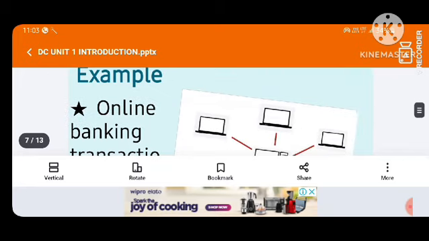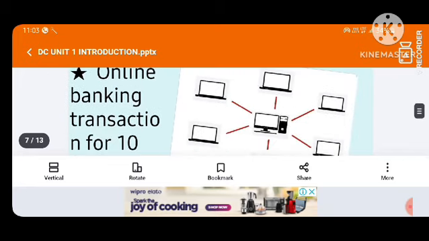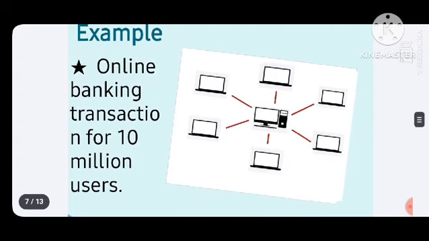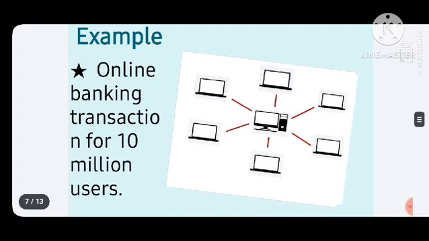So the next topic is online banking transaction for 10 million users. So here 10 million users doing a banking transaction at the same time is very difficult. So what we can do, one server can share the same work to other related systems, and then all the systems communicate with only passing messages. So this is an example of online banking transaction.